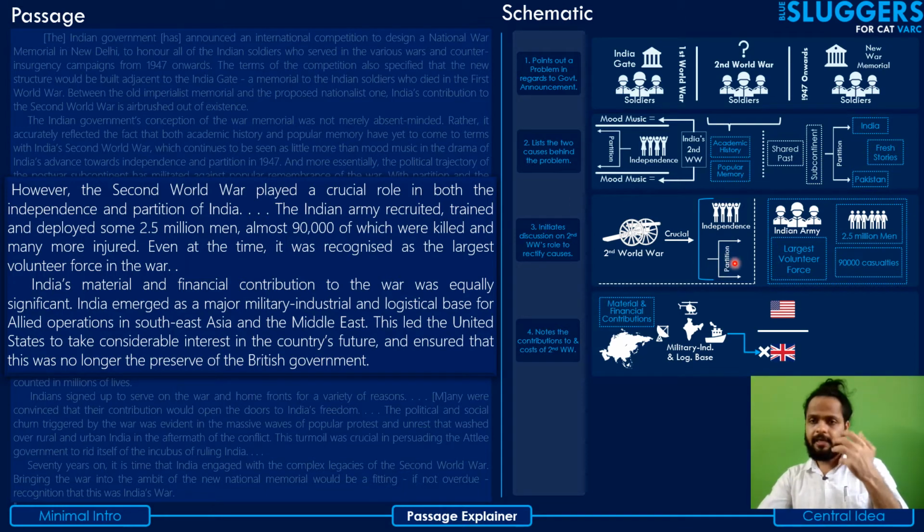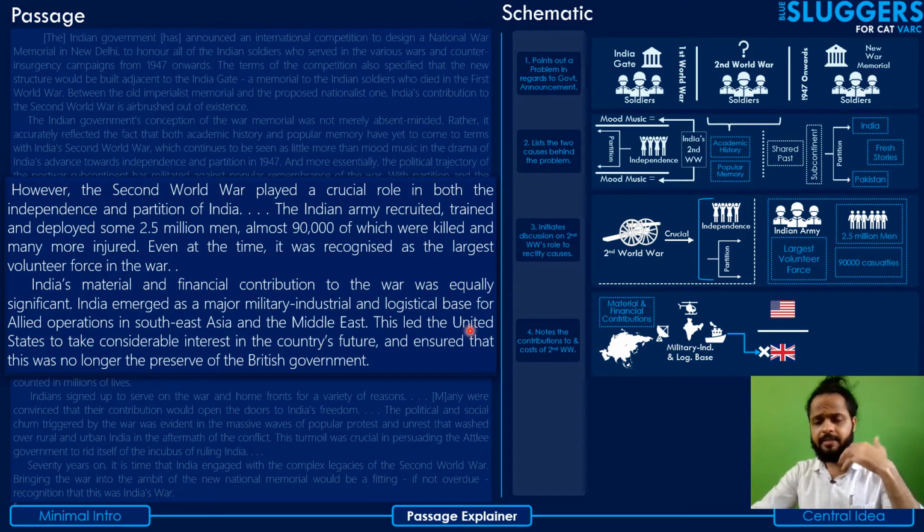Okay, and he starts by talking about the contribution of the army. He says that the Indian army had recruited almost 2.5 million men, and there were 90,000 casualties, and it was at that time regarded as the largest volunteer force. Right, so that's the magnitude of the contribution that they had put in during the Second World War. And apart from that, there were also material and financial contributions.